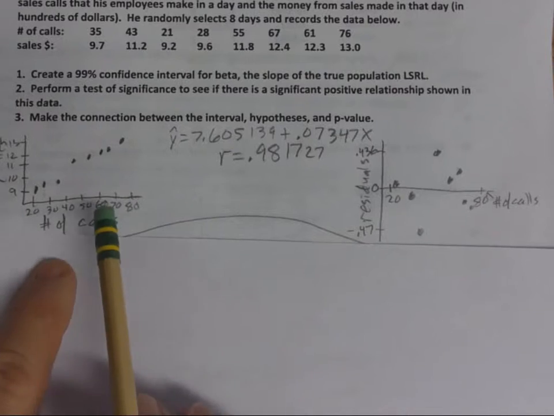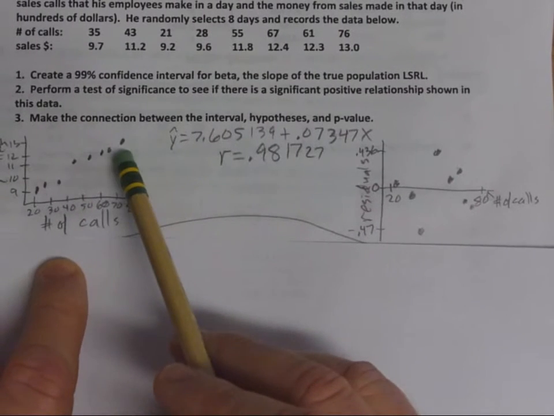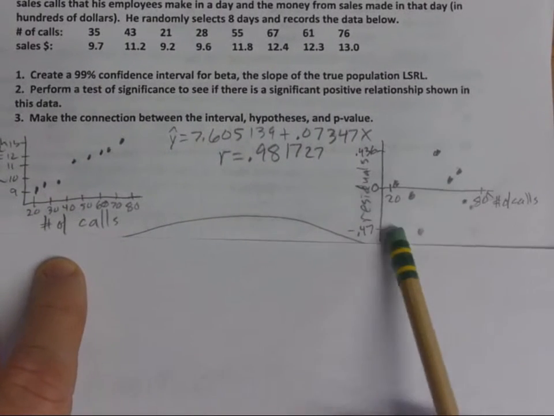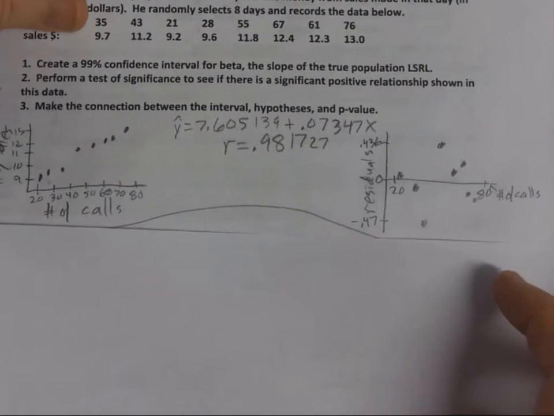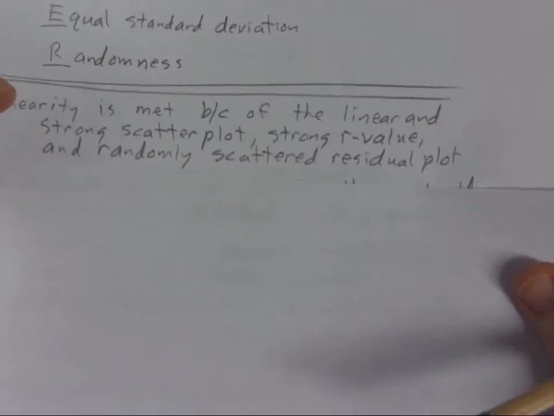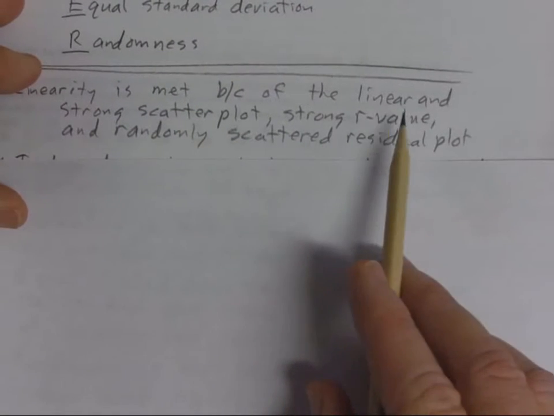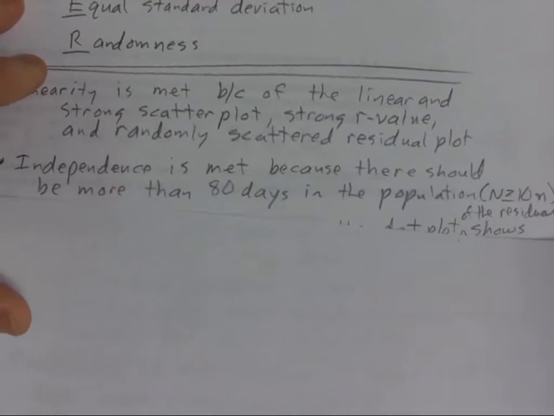And so you would look at this and you would say, well, there is a positive and linear and strong relationship between these two variables. R is very strong, and the residual plot is randomly scattered. It's got to have all three of those things. Because it has all three of those things, linearity is met. So what you would state there in regards to that assumption: linearity is met because of the linear and strong scatter plot, strong R value, and randomly scattered residual plot.